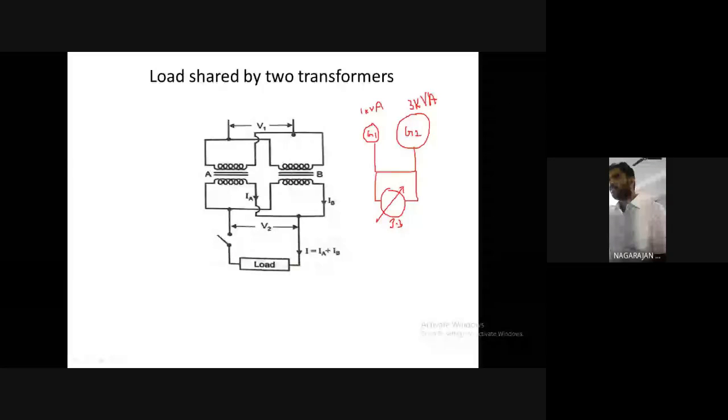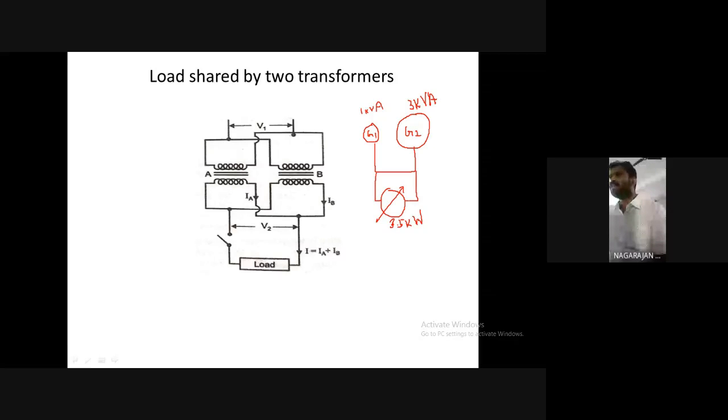They are sharing a load of 3.5 kilowatt. So while I write this example, you should be getting a lot of doubts about why the generators are mentioned in kVA and the load is mentioned in kilowatt.